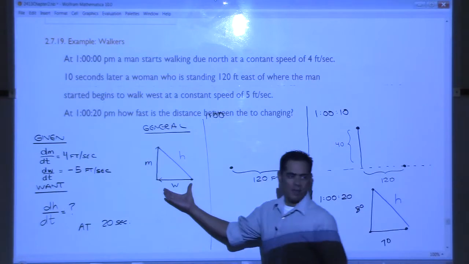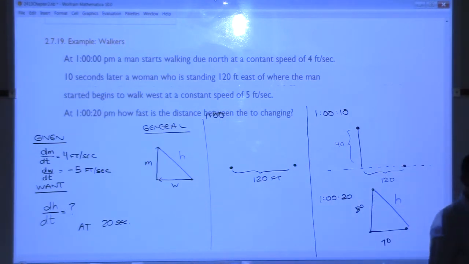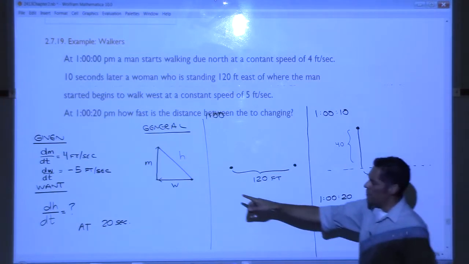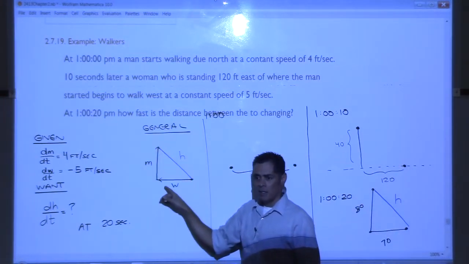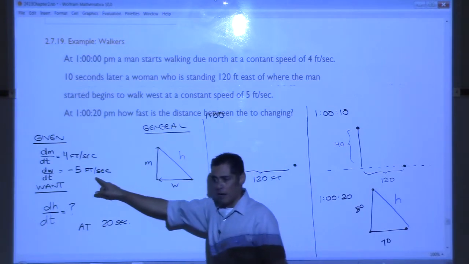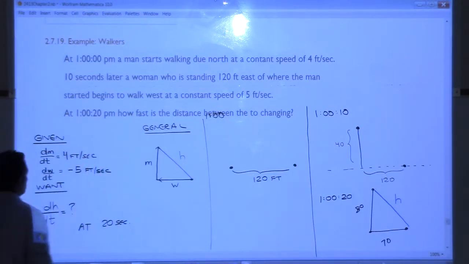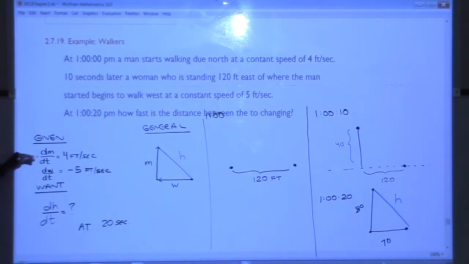Because this distance W is shrinking, not growing, right? So M is growing. As he walks, M grows, but as she walks, W shrinks. Started at 120, got smaller. So these little arrows I put on here represent that negative there, right? All right, so we have M, W, we know how fast they're changing. We want to know how fast H is changing. We said at 20 seconds, didn't we?